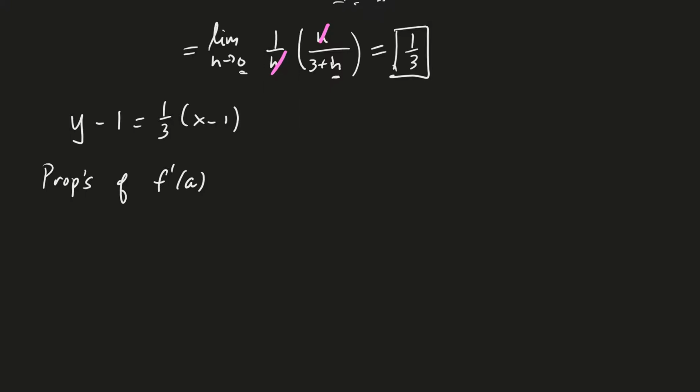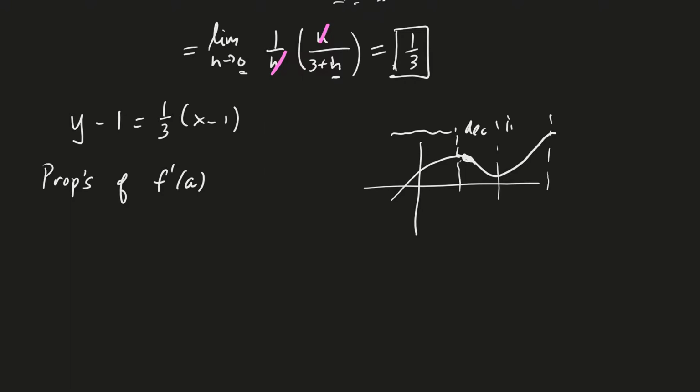The idea is that if you have a function that's increasing, let me define that real quick. So here's a curve. A function is increasing if the curve is going up, and decreasing when the curve is going down. Okay, so suppose that I have an increasing function.